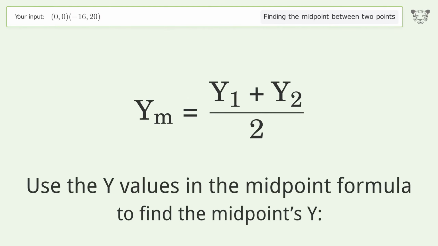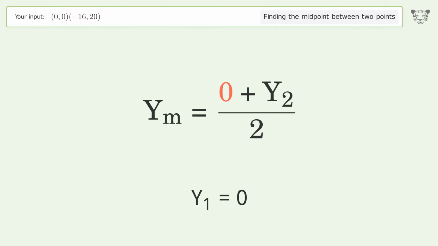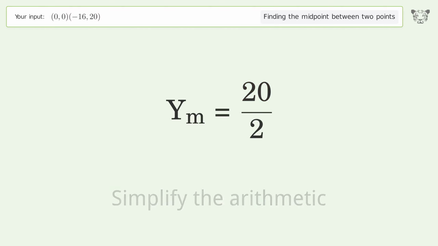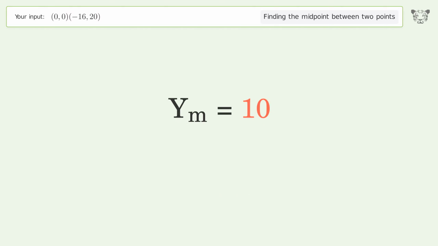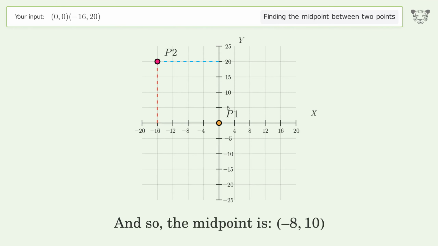Use the y values in the midpoint formula to find the midpoint's y. y1 equals 0. y2 equals 20. Simplify the arithmetic. And so, the midpoint is -8, 10.